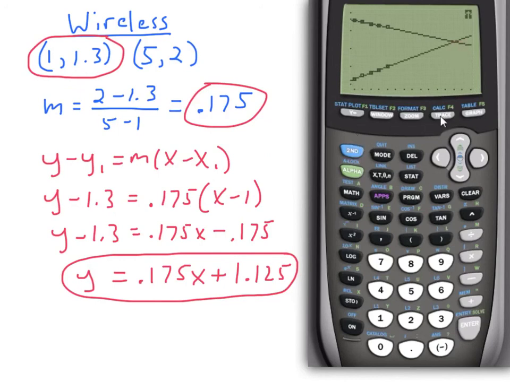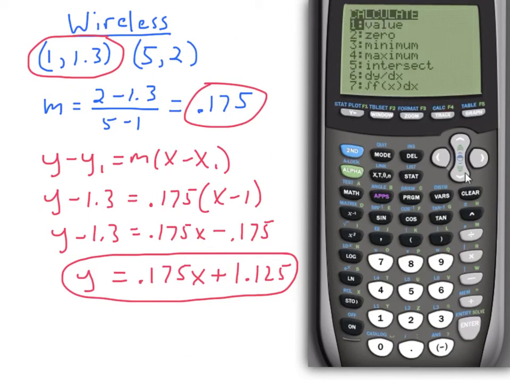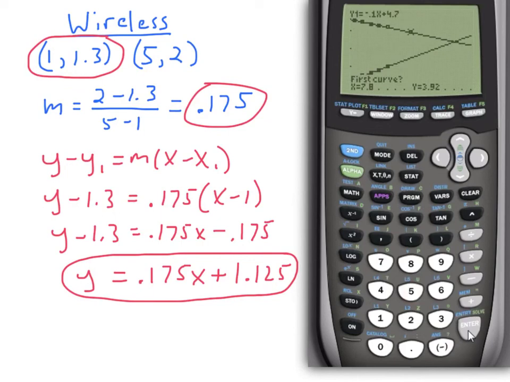So we do second and then trace and then intersect, which is number 5. And then for first curve, just hit enter, and second curve, hit enter. And for the guess, move that cursor up close, and then hit enter one last time. And there's the intersection point right there. x equals 13, and y equals 3.4. So that would be our solution.